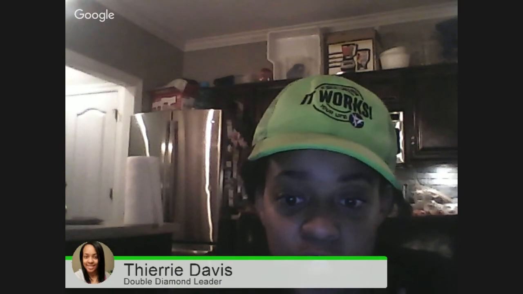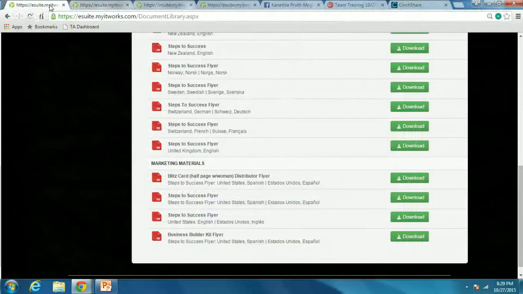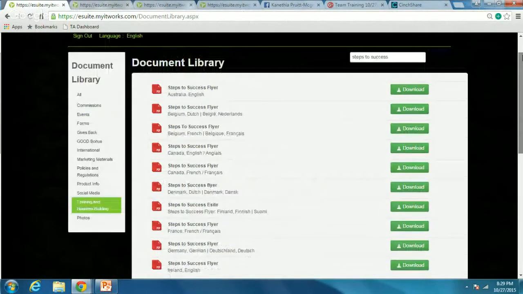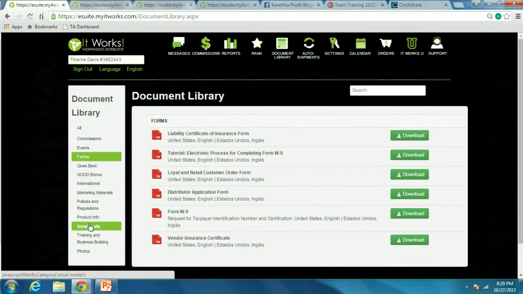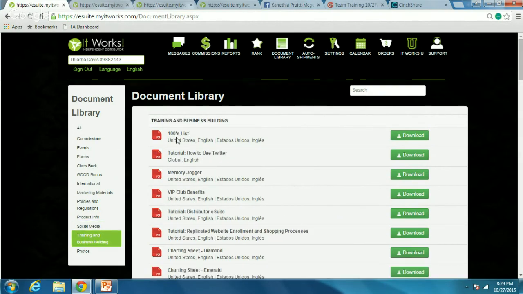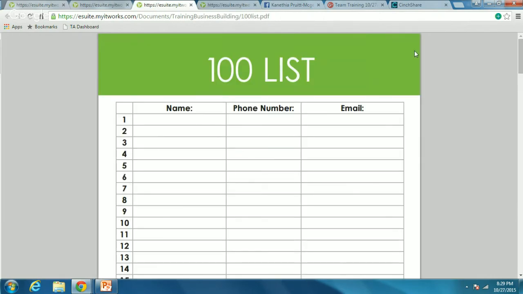For you guys that don't know, if you go into your eSuite and log in, this is like my backdrop of eSuite. When you're in your eSuite, at the very top we have all these different little icons. If you click on document library like I did and go to forms, no, sorry, if you go to training, you see the 100s list right here at the top. I don't think I pulled that one up. Yes, I did. So that's what it looks like.